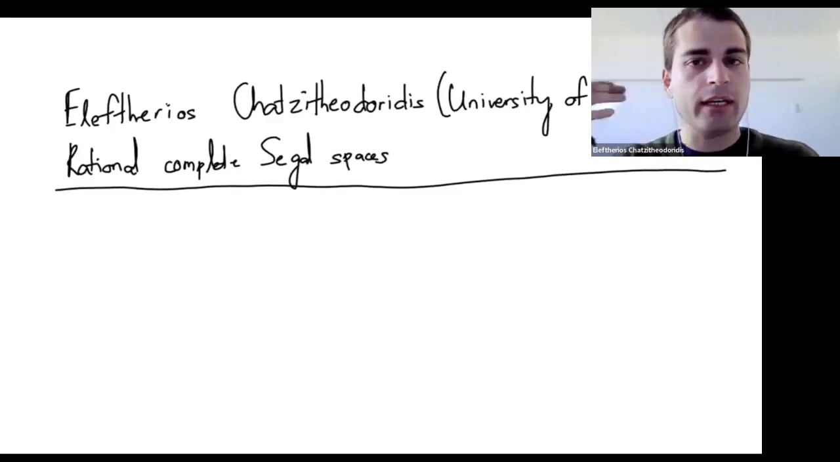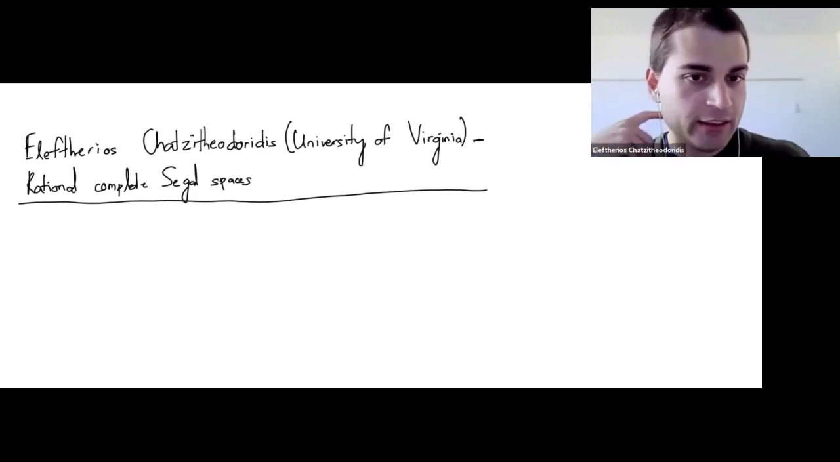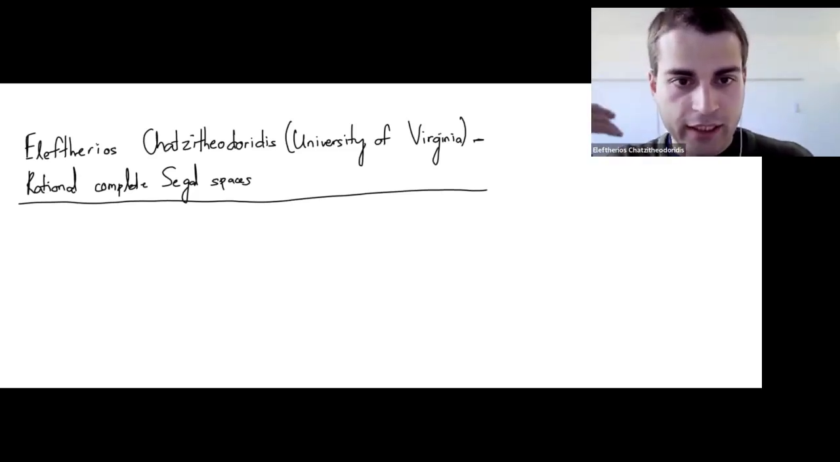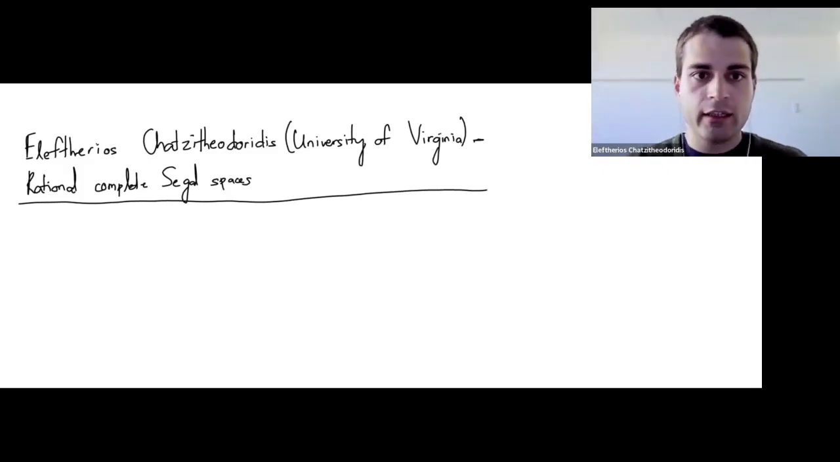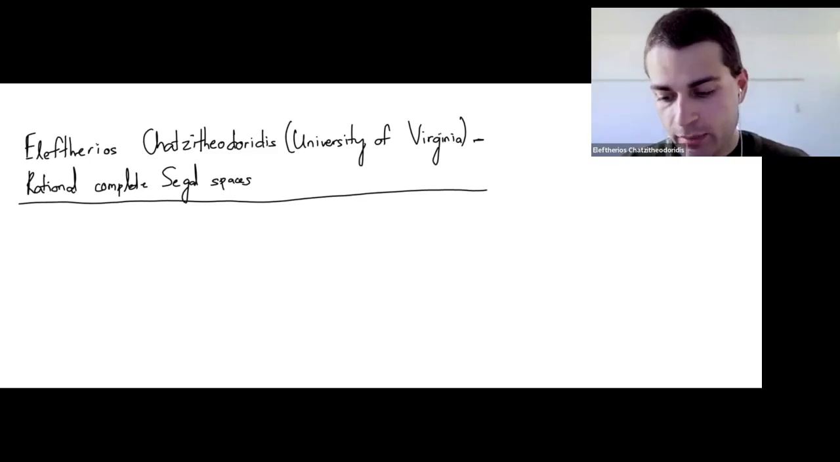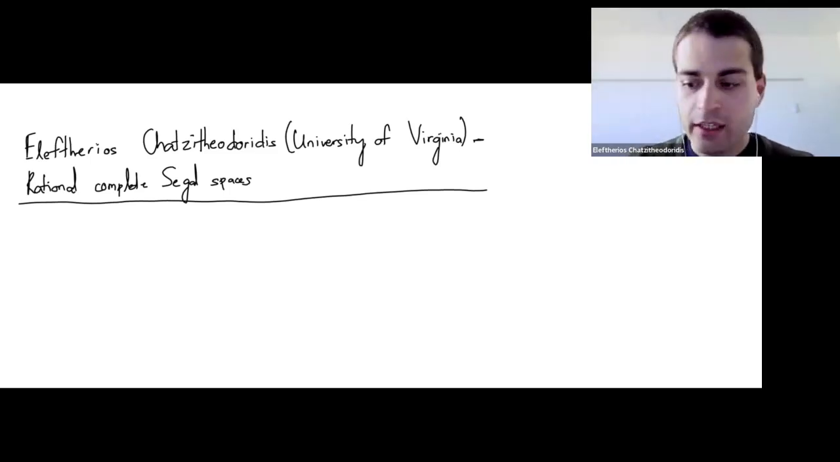I want to talk to you about my PhD research. I just finished my 4th year at UVA. I'm a student of Julie Bergner's, and the topic that I'm working on is rational complete Segal spaces. I want to tell you what they are, and primarily I want to motivate why one would care about these gadgets and how they arise and why I'm working on them.